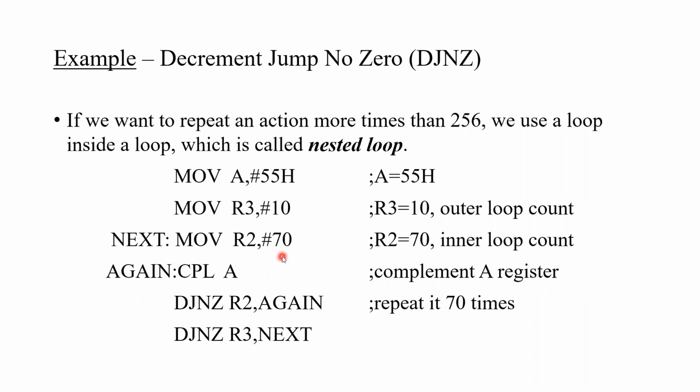70H. If I used only R2 #70 here, this set of instructions would execute only 70 times. Since we have a nested loop here, this is now 10 times. The outer loop will be executed until the R3 value becomes 0, and the inner loop will be executed until the R2 value becomes 0, 70 times.